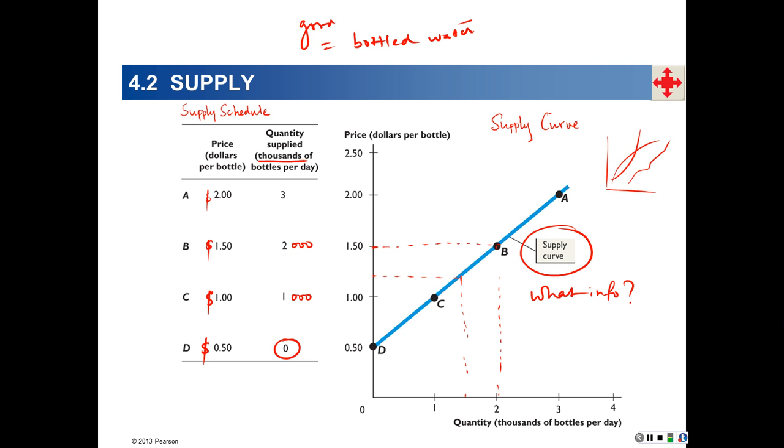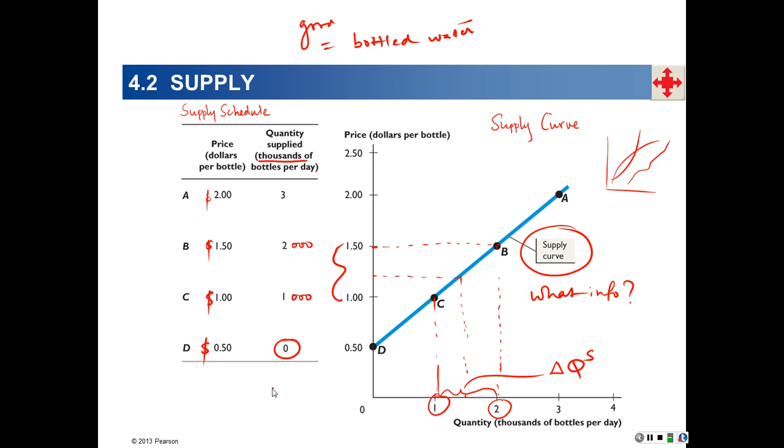Now, if the price of bottled water rises from $1 to $1.50, this would cause the firm's production of bottled water to rise from 1,000 bottles to 2,000 bottles, correct? Now this increase in the firm's production, would you call this a change in supply or quantity supplied? Quantity supplied. Quantity supplied, why? Because it is being caused by a rise in the price.